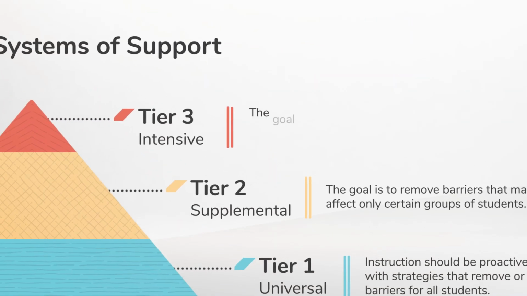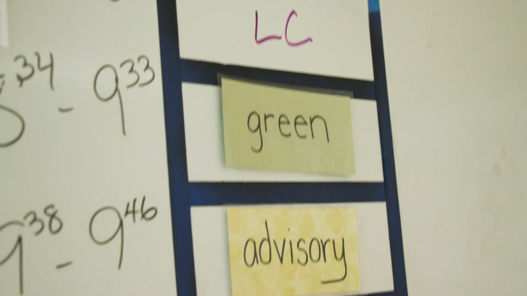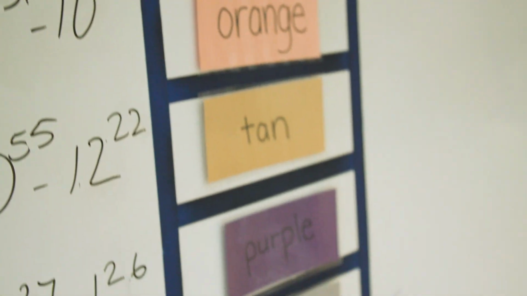Then, at Tier 3, the goal is to continue to remove barriers that are very specific and individualized to a particular student. That could mean working with a student with ADHD during their check-in connect to use their calendar as a visual schedule for A and B schedule days.